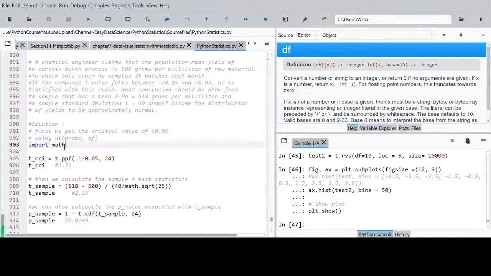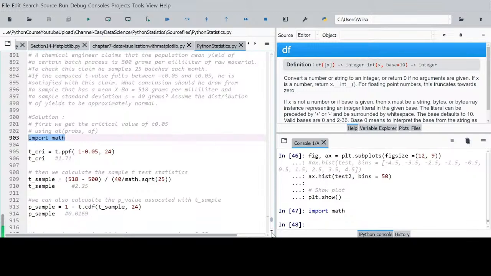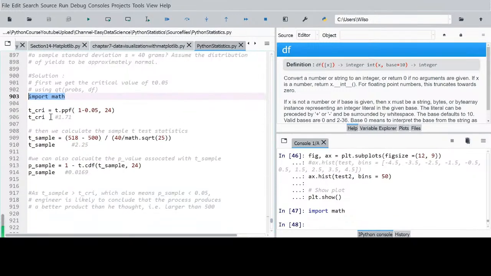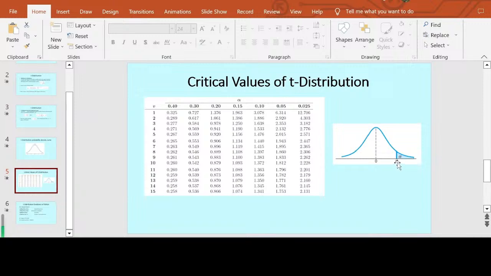So we import the module called math, because we use it for the square root. First of all, we have to calculate the critical value of the t-distribution with 24 degrees of freedom and 0.05 here. So we want to calculate the critical value t alpha, because in this test alpha is 0.05. So we have to calculate the t alpha.